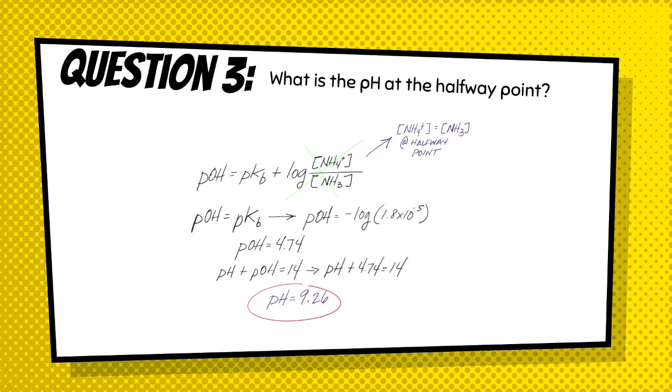So we're left with pOH is equal to pKb. So the pOH will be equal to the negative log of the Kb, which is given in the problem. And I find the pOH to be 4.74. Now again, that combined with the pH has to equal 14. So by using subtraction, I find that the pH at the halfway point is 9.26.